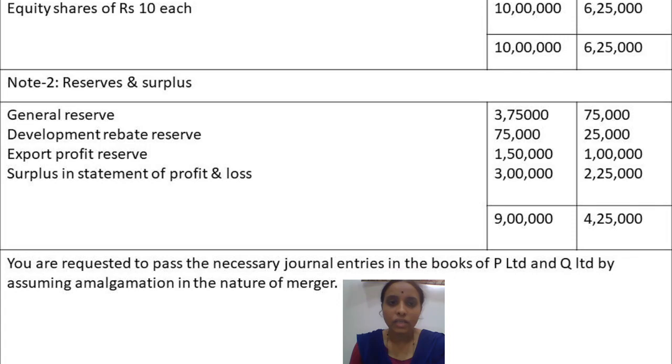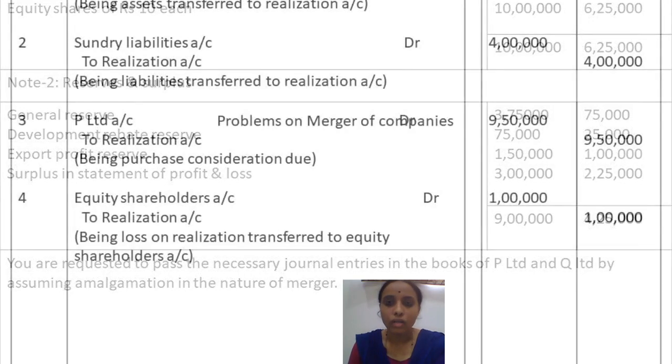Next, you are requested to pass the necessary journal entries in the books of P and Q by assuming amalgamation in the nature of merger. So they have asked us to pass the journal entries in the books of P Limited and Q Limited. Let us go directly to the solution. In this problem, they have already given the purchase consideration. You need not calculate the purchase consideration. The amount of purchase consideration is given, that is 9,50,000. Directly we'll go for the journal entries.